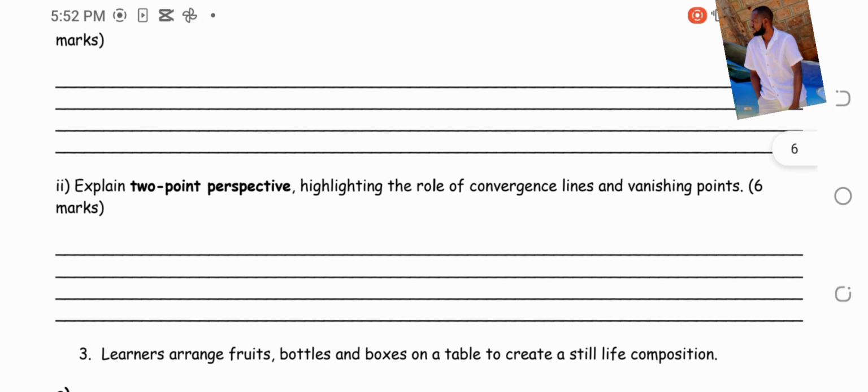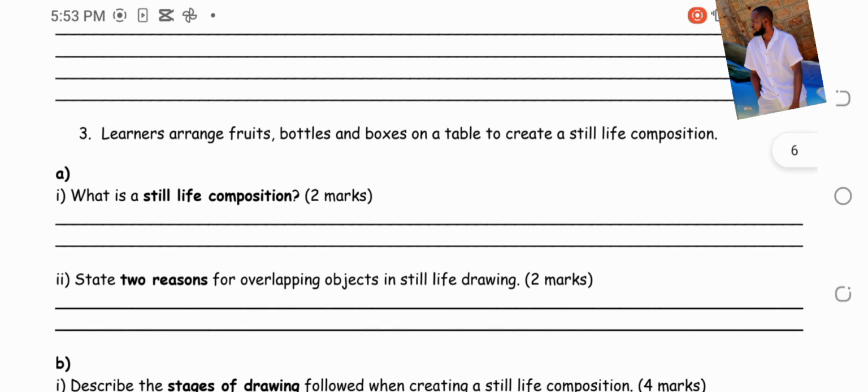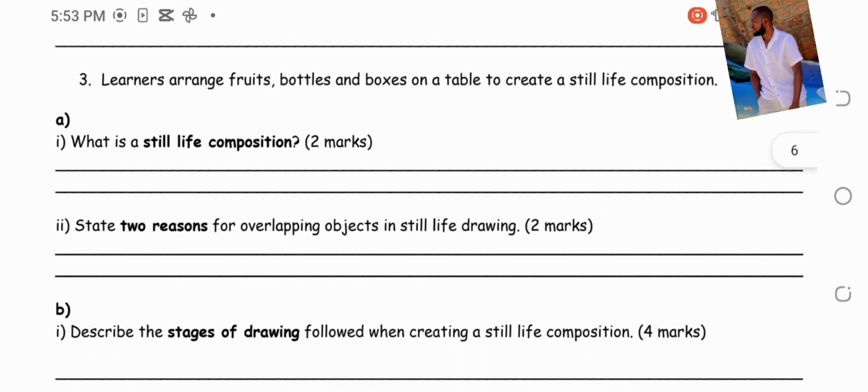Number two, explain two point perspective, highlighting the role of convergence lines and vanishing points. When we look at the roles of convergence points, we say two point perspective uses two vanishing points. Remember the other one, it uses one vanishing point or one line. Then used for drawing corners of buildings, this one, two point perspective. Then lines converge at the left and right vanishing points, which creates more realistic depth. Number three, learners arrange fruits, bottles, boxes on a table to create a still life composition.